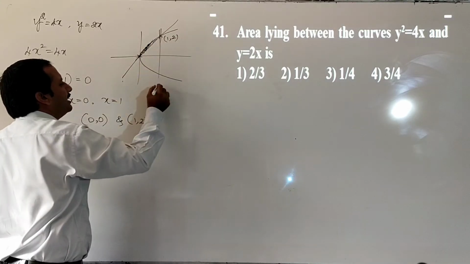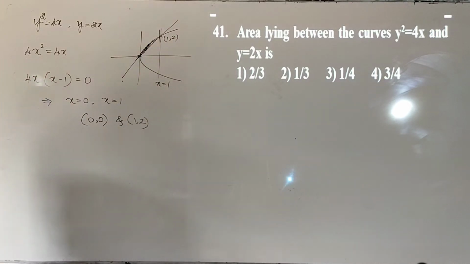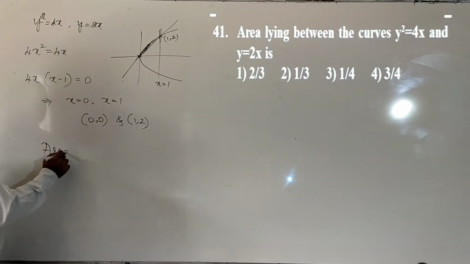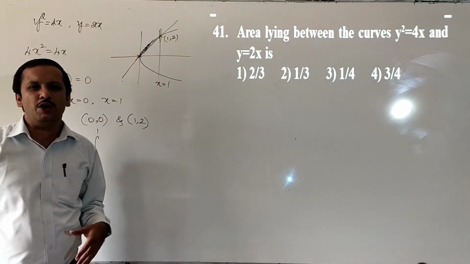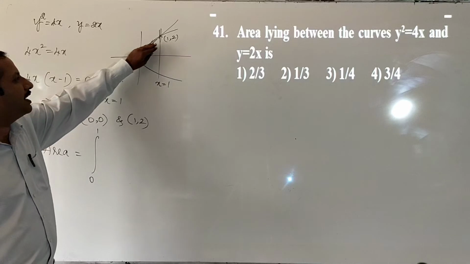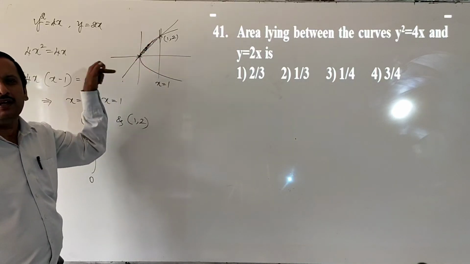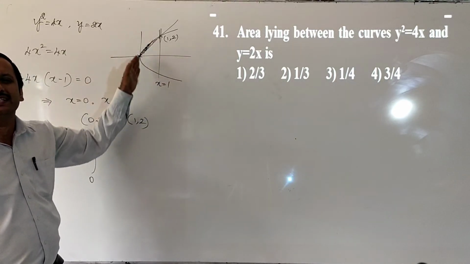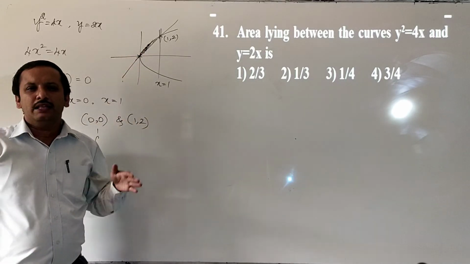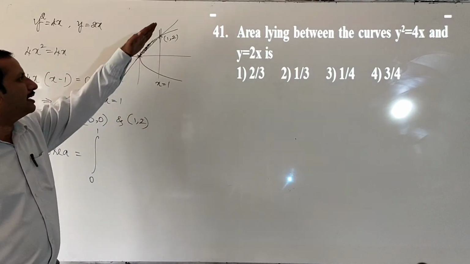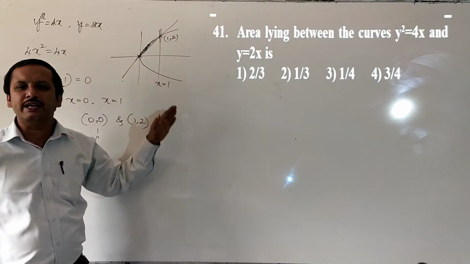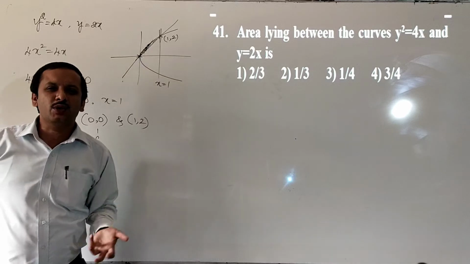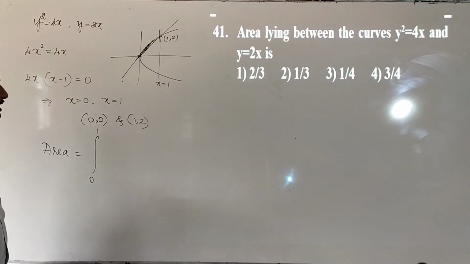Now if I draw one line here, its equation will be x is equal to 1. So required area is equal to integral 0 to 1 f of x minus g of x. What I am doing here is, first I am finding the area bounded by the parabola with the x-axis between the lines x equal to 0 and x equal to 1. Then I will find the area bounded by this line with the x-axis between the lines x equal to 0 and x equal to 1. So I will take the difference of those two, that will give the desired area.